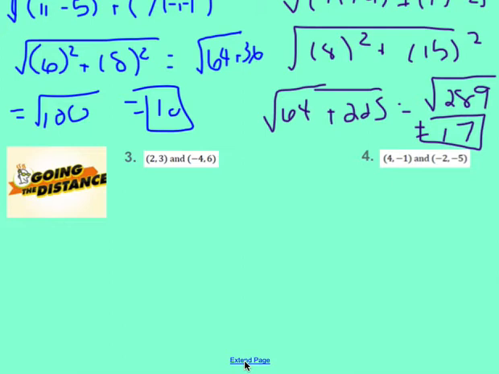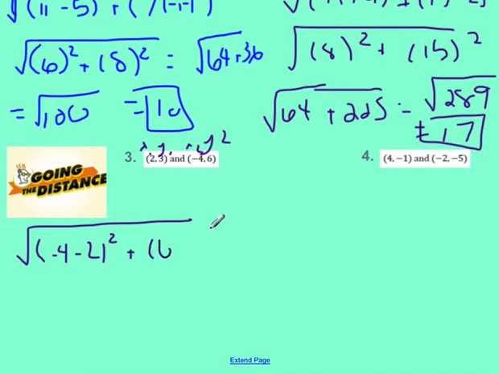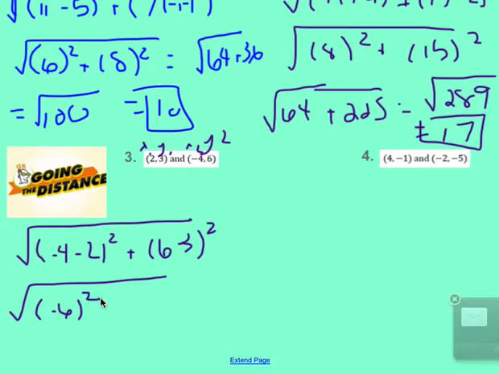So let's take a look at number 3. So we have x1, y1, x2, y2. Then I have the square root of x2 minus x1 quantity squared plus y2 minus y1 quantity squared. Now we have negative 4 minus 2, so that's going to get more negative and give us negative 6 squared. Then we want to do 6 minus 3, which is 3 squared.